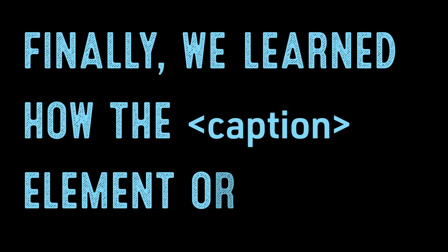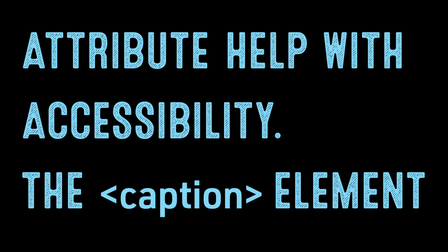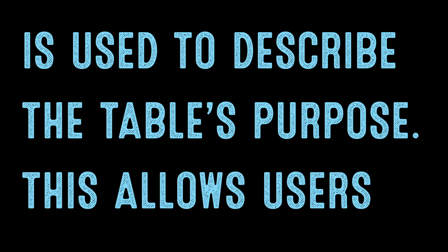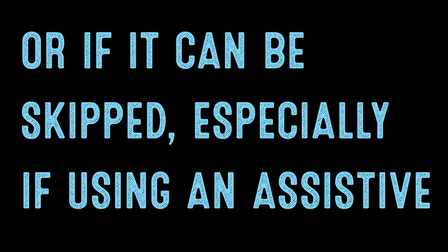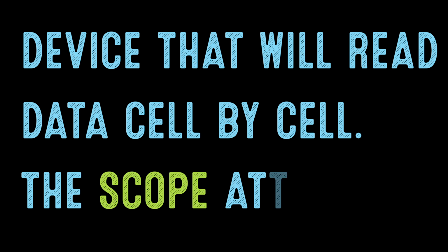Finally, we learned how the caption element or the scope attribute help with accessibility. The caption element is used to describe the table's purpose. This allows the user to decide whether they need to read the rest of the table or if it can be skipped, especially if using an assistive device that will read data cell by cell.